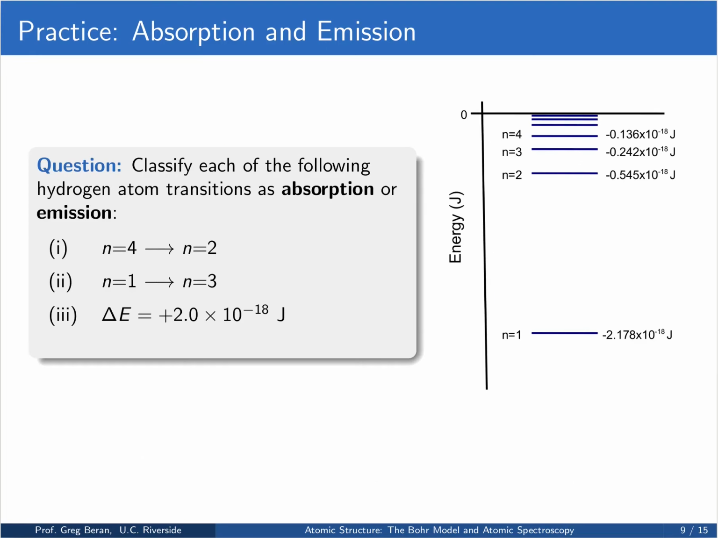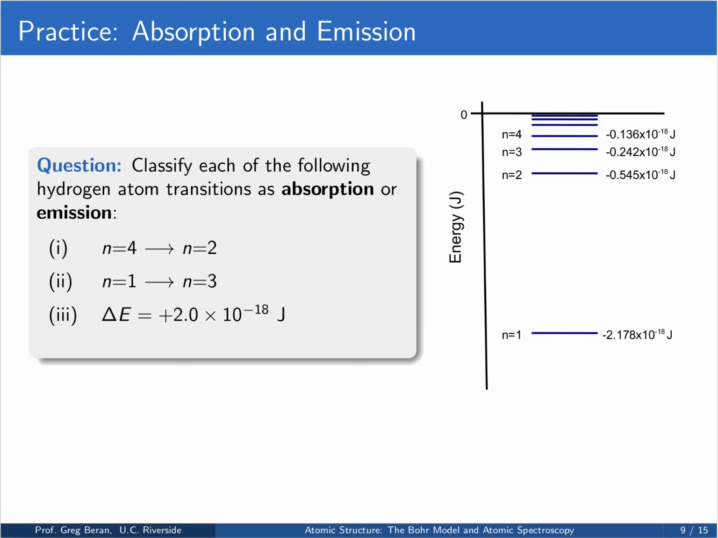Let's try a practice problem. Classify each of the following hydrogen atom transitions as either an absorption or an emission event. So first, we have a transition from the n equals 4 orbit to the n equals 2 one. Second, we have a transition from the n equals 1 orbit to the n equals 3 orbit. And third, we have a transition whose delta E is plus 2.0 times 10 to the minus 18 joules. So go ahead and try to classify each one of these, and then resume the video to hear the solution when you're ready.